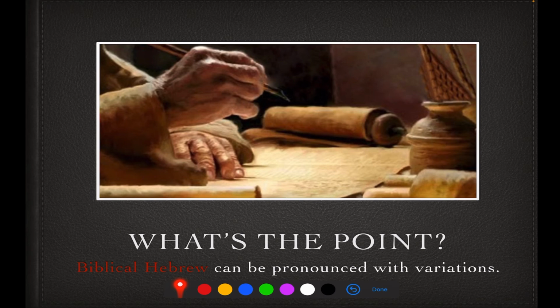So what's the point here in all of this? The point is, as you're learning Hebrew, biblical Hebrew, if you're a Christian and you want to learn biblical Hebrew, it can be pronounced with variations. Adam spoke it a little differently than Noah, and Noah a little differently than David, and David a little differently than Jesus, right? And Jesus a little bit differently than the way it's spoken today on the streets in Israel. All of these ways are correct. There's no right or wrong.